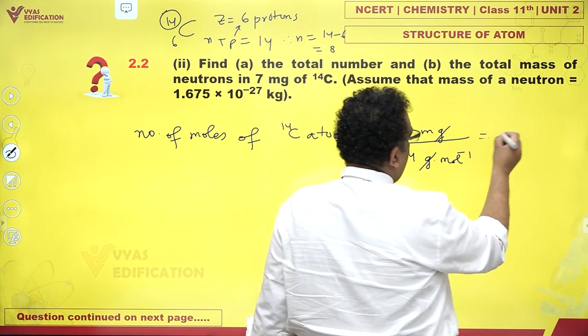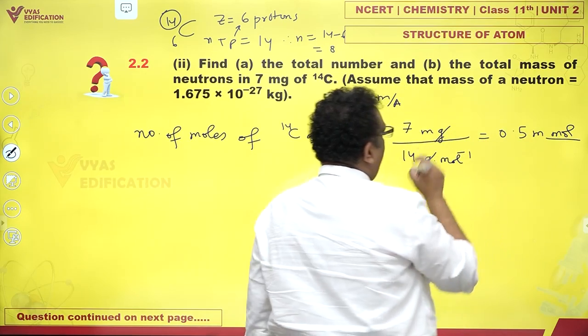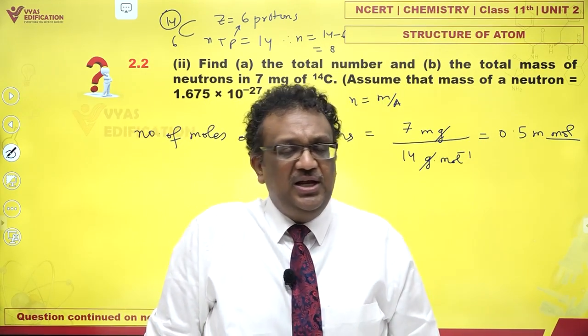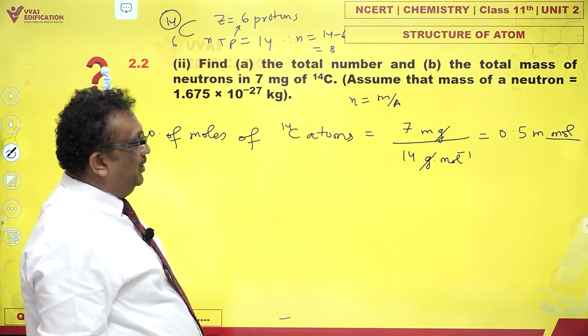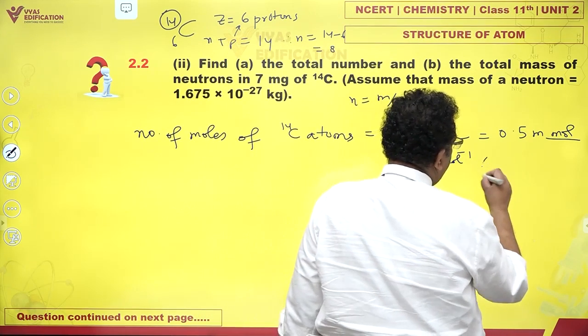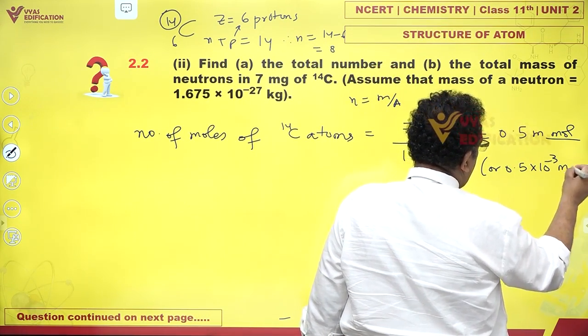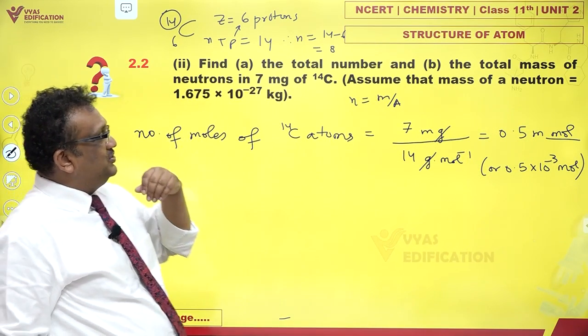That makes it 0.5 millimole. Why milli? Because milligrams will give you millimoles. Milli just means multiplied by 10 raised to minus 3, nothing else. Don't worry about it too much. So I have 0.5 millimoles, which means 0.5 into 10 raised to minus 3 moles of C14 atoms.